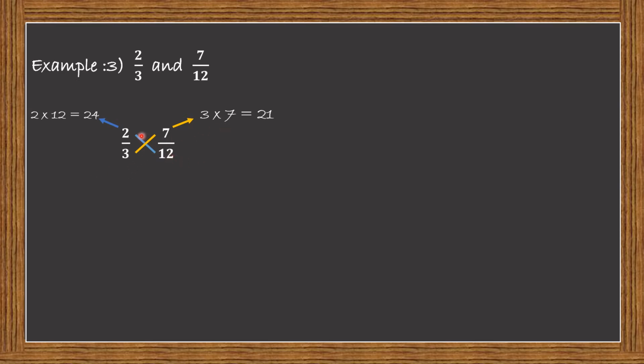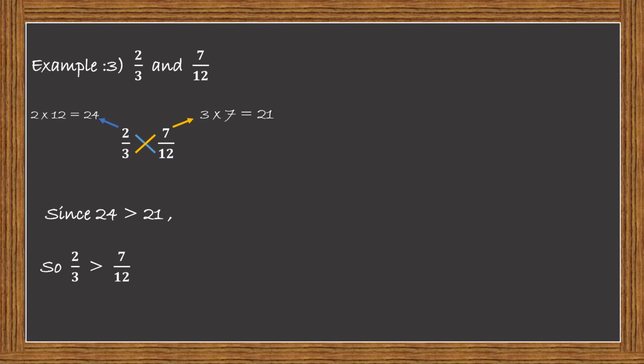So it is 12 into 2 or 2 into 12. The answer is 24. This is 3 into 7. The answer is 21. This 21 is representing this fraction and this 24 is representing this fraction. Now this 24 is greater than 21. So we will write down that since 24 is greater than 21, we can say the fraction 2 upon 3 is greater than the fraction 7 upon 12.